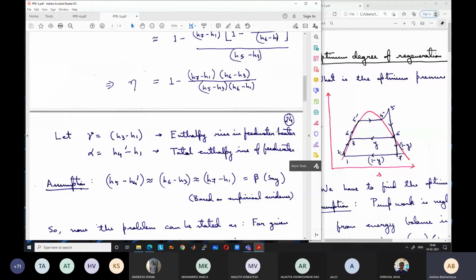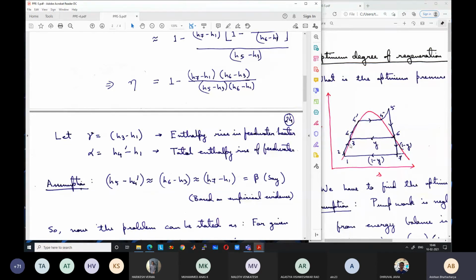This term is variable because if point 3 changes, the value of gamma will change. If point 3 goes lower, gamma will be low; if point 3 goes higher, gamma will be high. The total enthalpy rise of the feed water, up to the point where it enters the vaporization phase, is from 1 to 4 dash. So H4 dash minus H1 is the entire enthalpy rise occurring in the liquid state.